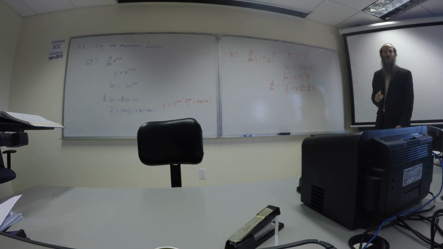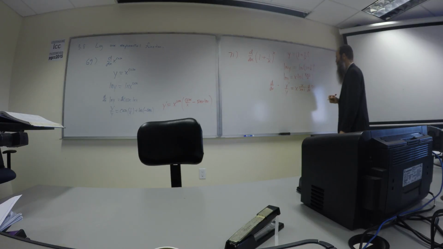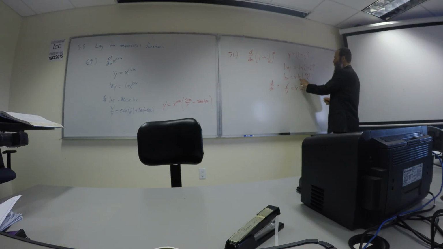Wait, why is it at the bottom? Why did you flip it now? The derivative of natural log is 1 over whatever's inside. That is the reciprocal of what's inside. So the reciprocal of what's inside is x over x plus 1.